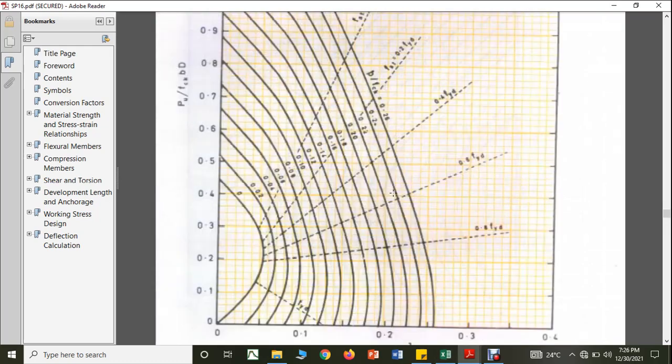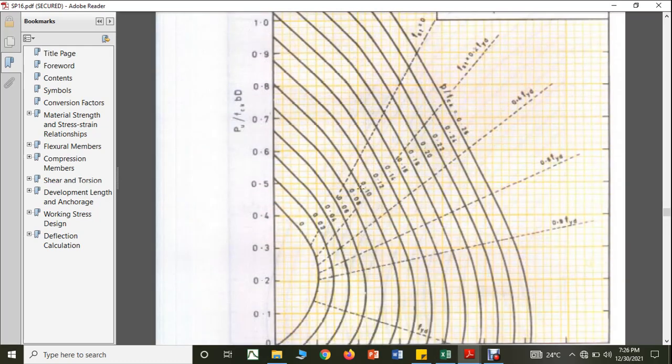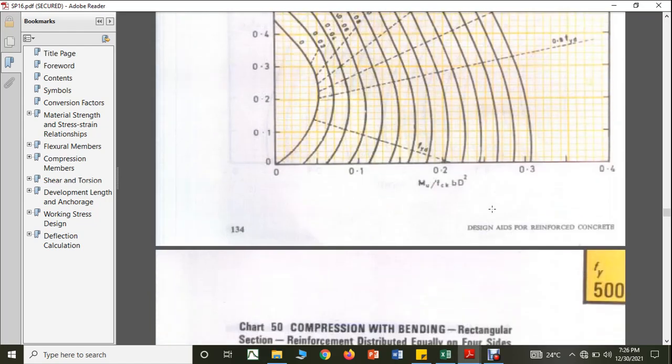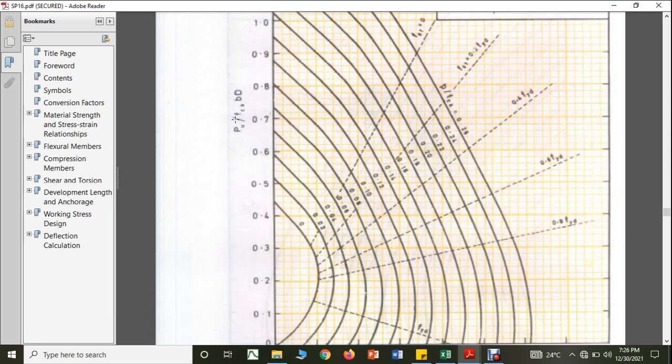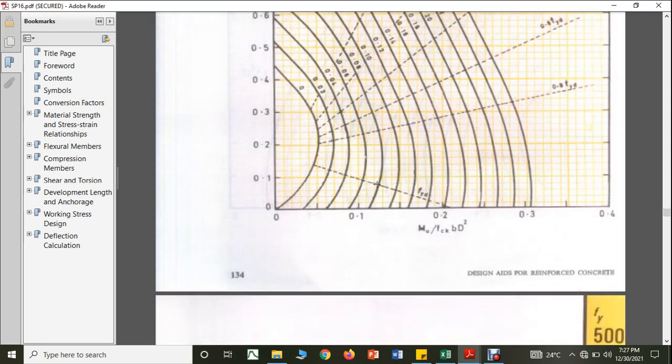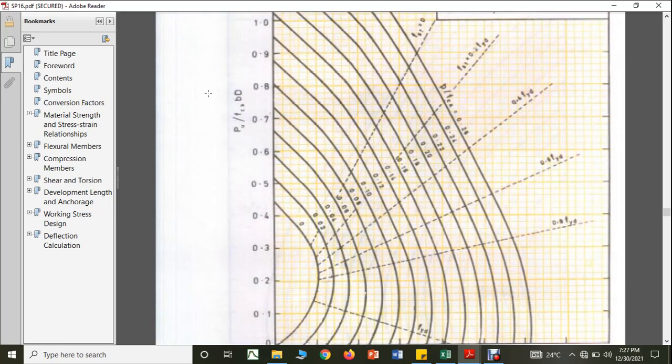And you can see all charts will have two values. One will be Mu by fck b d square, another one will be Pu by fck b d.